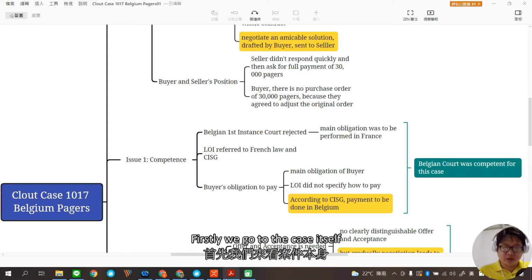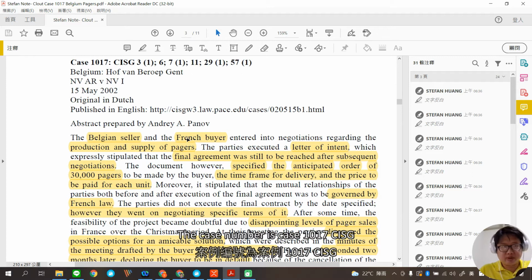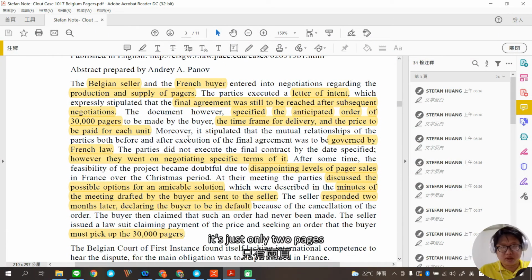Firstly, we go to the case itself. It's the PDF file I have derived from the internet. The case number is case 1017 CISG. It's just only 2 pages. Summarized in 2 pages, but the summary has a lot of important elements. Firstly, we can go through the facts.